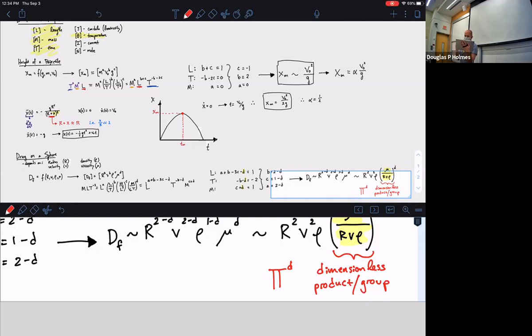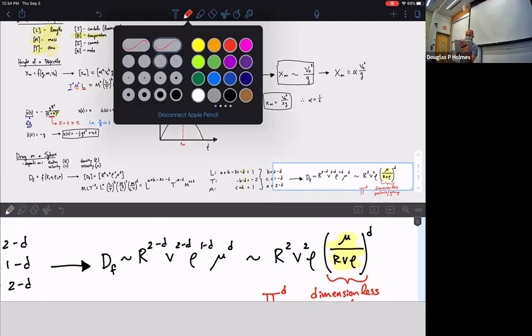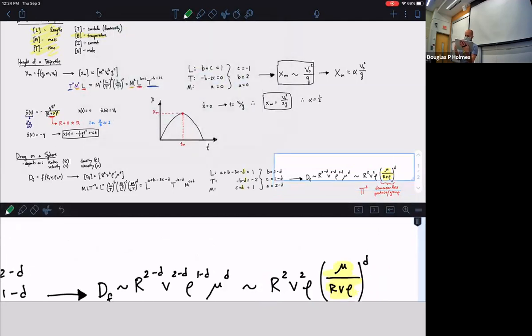And I'll remind you that in this particular case, the Reynolds number, Re, is defined as R V rho over mu. So we arrived at a dimensionless product that has the Reynolds number appearing in it. Unlike the last problem, we're not quite done. We have a little bit more to do here.